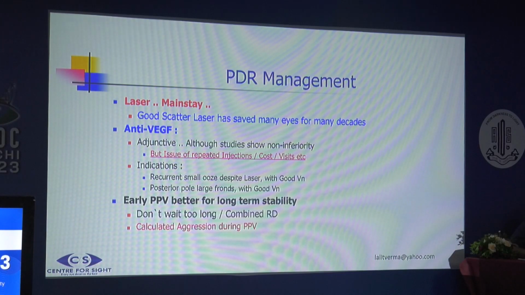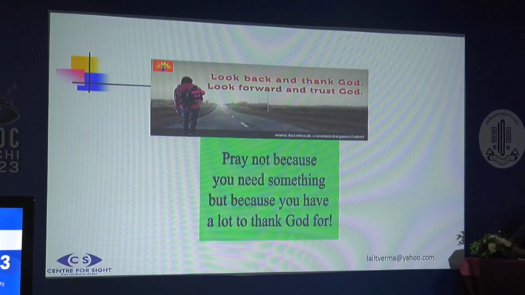You see, the issue is of repeated injection cost and visits, which is huge. In the West, people are insured, so they may do it, but here you can't. What I would say is early vitrectomy in such patients. As soon as you notice repeated hemorrhages or TRD, go for early vitrectomy, good laser, and long-term results will be there. You have to calculate aggression during vitrectomy. You may not show surgical heroism while doing vitrectomy.